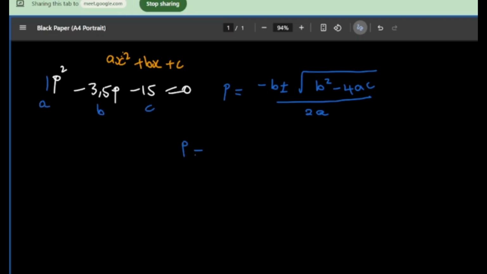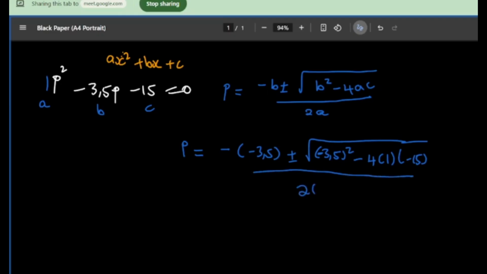Let's quickly substitute. P is equal to minus into negative 3.5 plus or minus the root of negative 3.5 squared. It's negative there. Please, even if it is squared, even if I put the negative, I still get the same answer. If I don't put the negative, I get the same answer. But they mark for the correct substitution. Minus 4 into a, 1, and then c, it's minus 15. Everything divided by 2 into a, which is just 2.